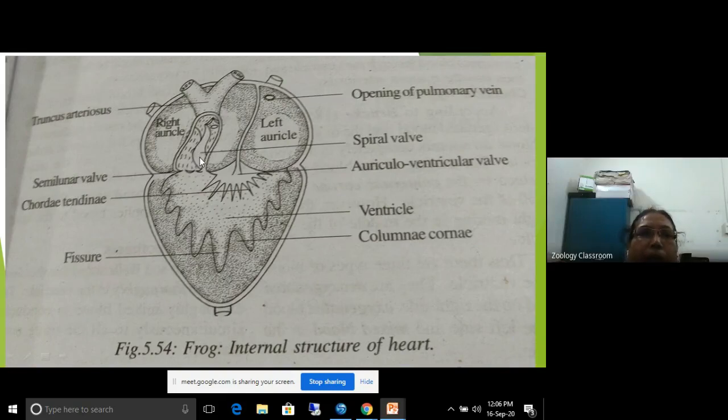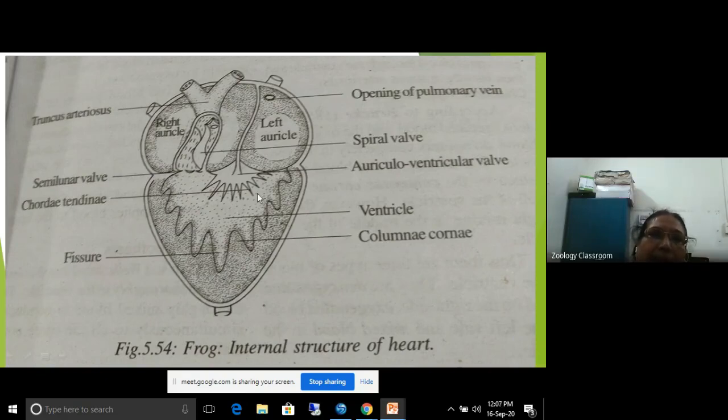In the truncus arteriosus there is a spiral fold present. This spiral fold divides the conus or truncus arteriosus into two channels, the cavum pulmocutaneum and the cavum aorticum. On the left side, pure blood is carried from the pulmonary vein, and the left auricle then transfers the blood to the left ventricle.